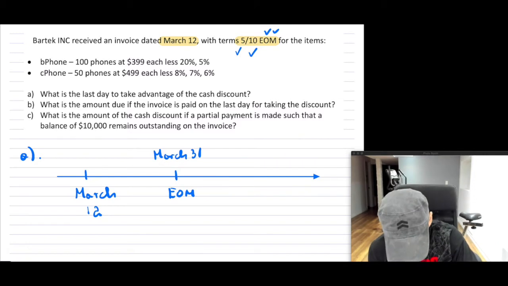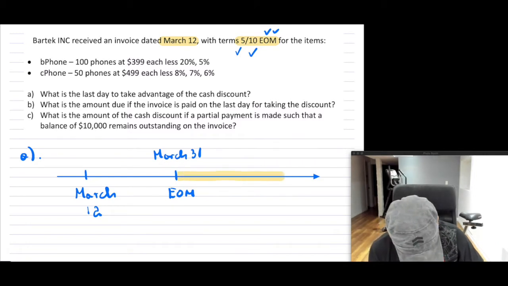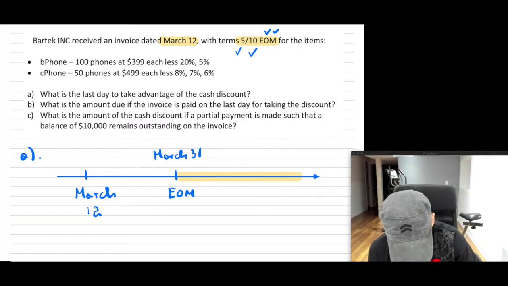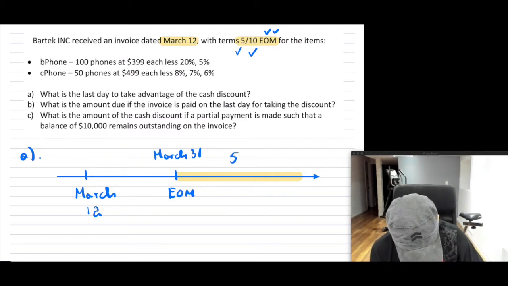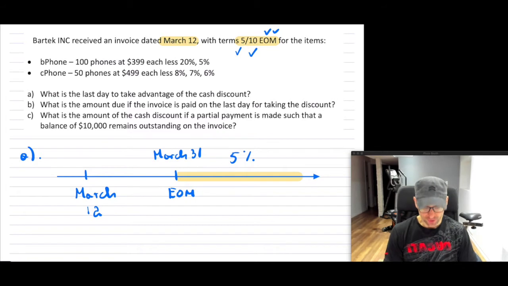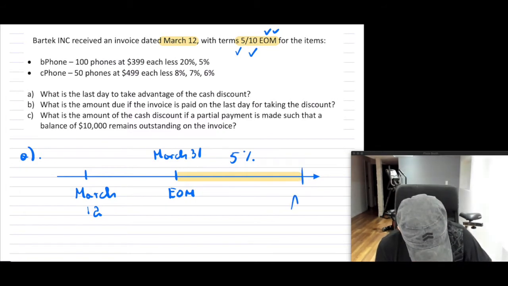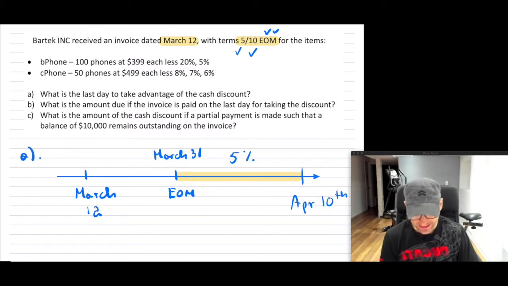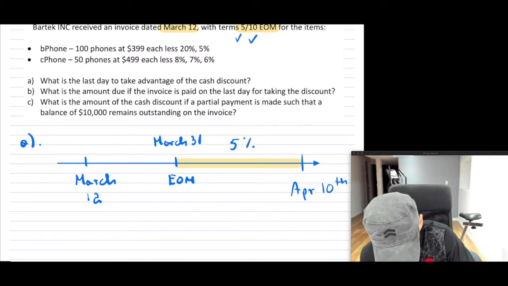And it says I have within the first 10 days, if I pay, I will get a 5% discount. So that means April 10th, that would be the 10th day, is the last day to take advantage of the cash discount. That would have been the last day for the cash discount.